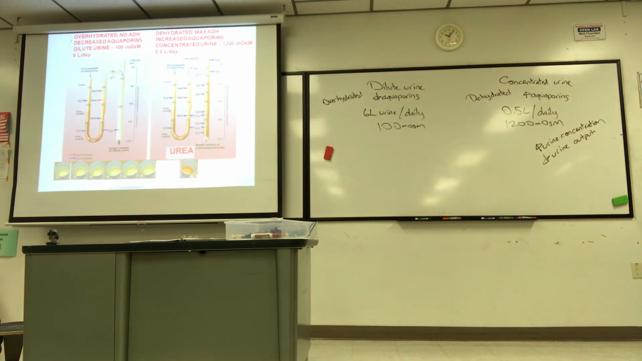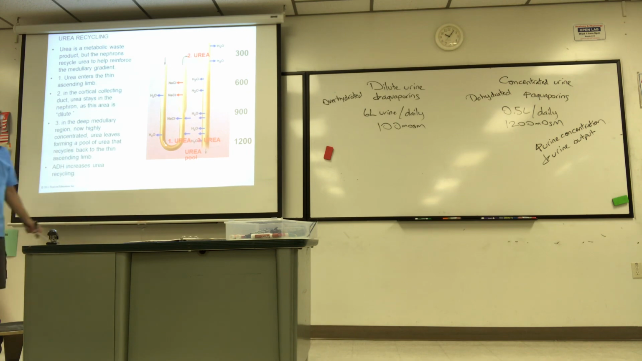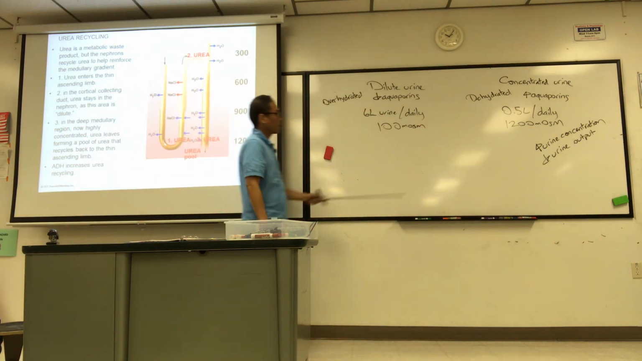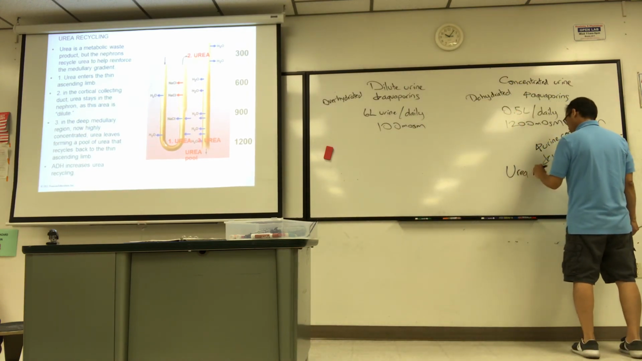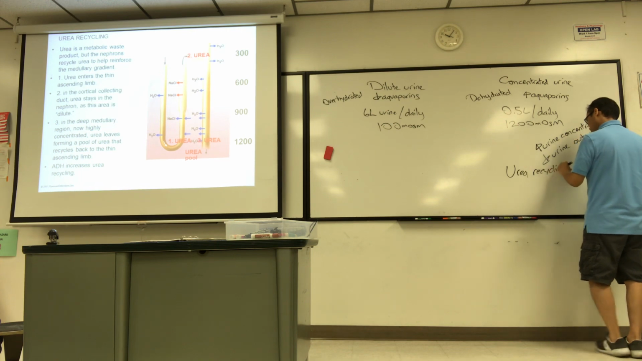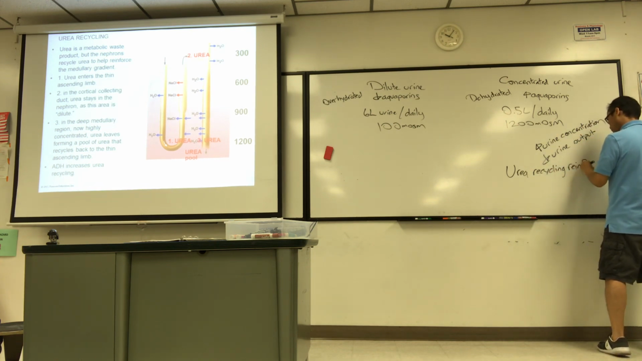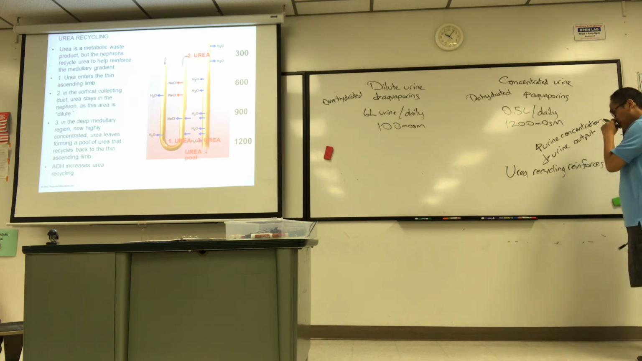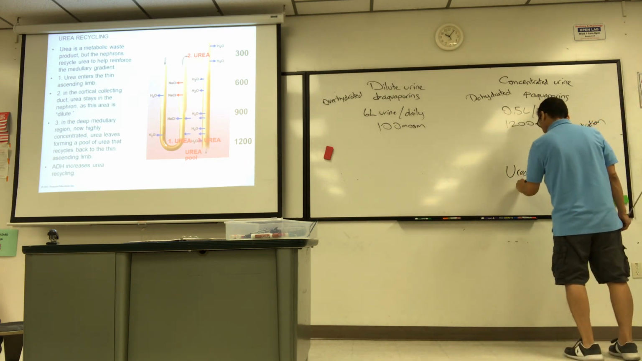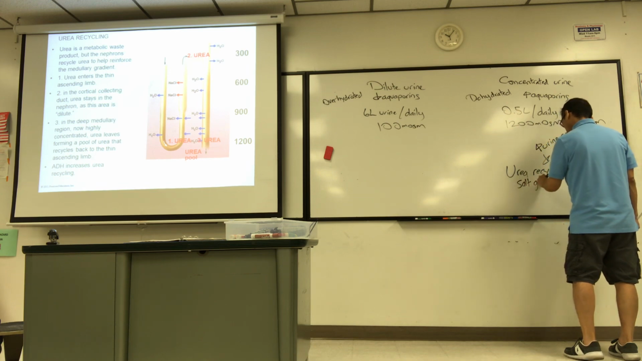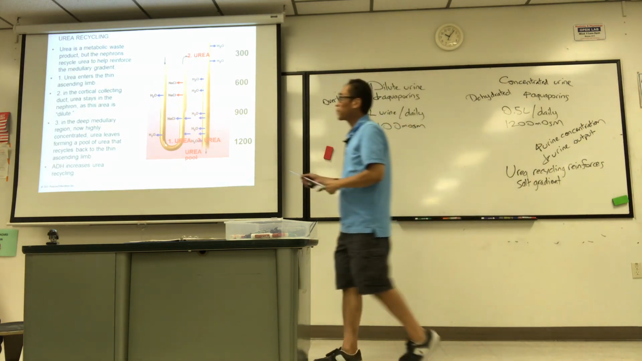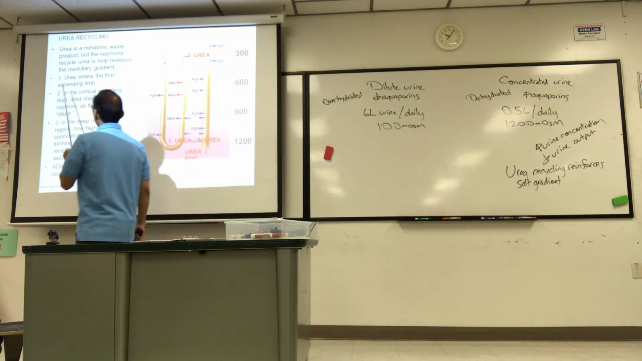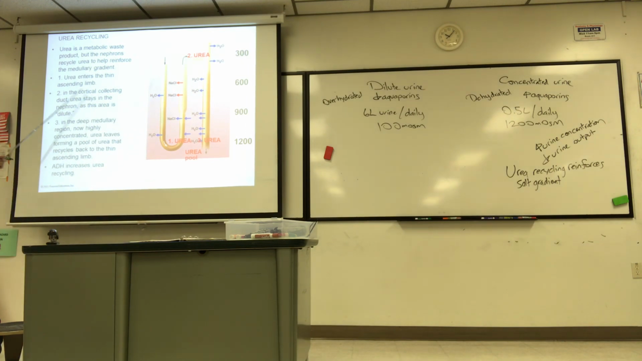And something that's helping, I put urea on this slide. There's something called urea recycling that reinforces the concentrated urine. I'll put this as a note here. Urea recycling reinforces the salt gradient. Okay, that's why I explain on the PowerPoint slide here. Urea is a metabolic waste product, but it can be used to reinforce the medullary gradient.